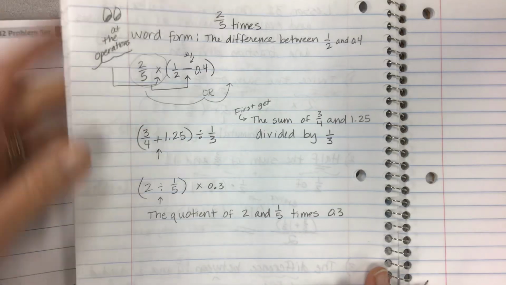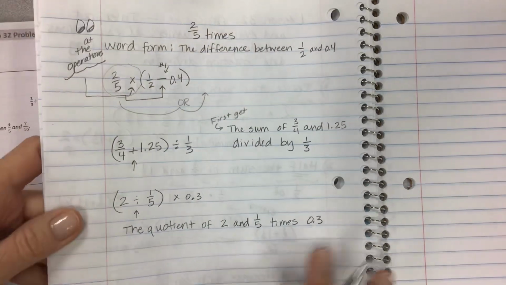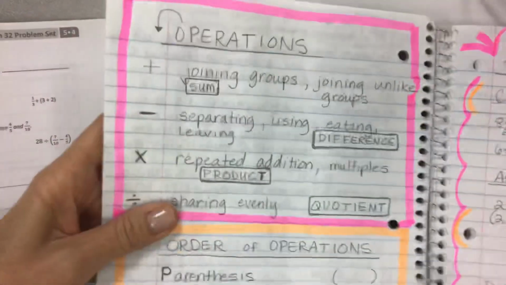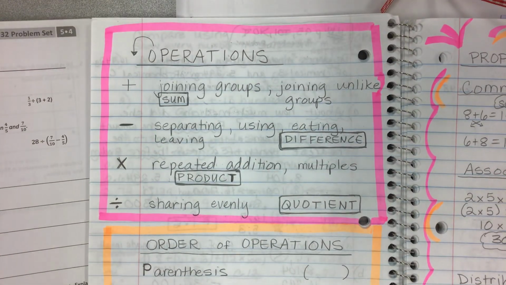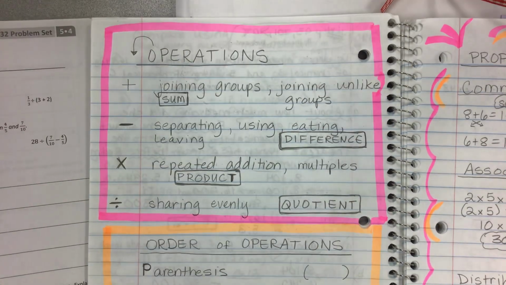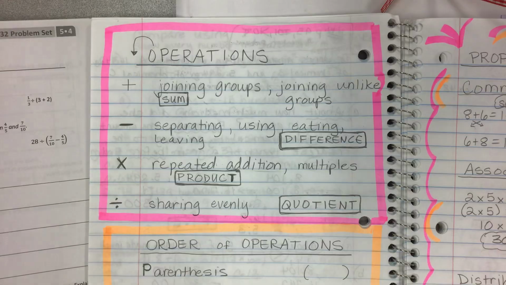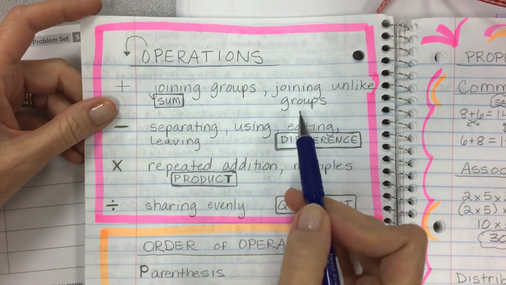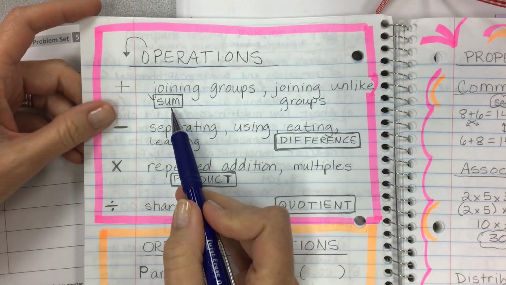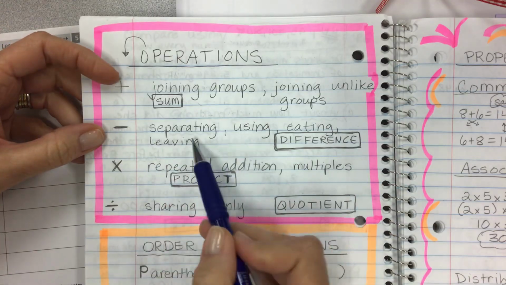Okay, now I'm going to go back to some of the very important things that we had gone over earlier, but if you haven't watched those videos, then you don't have these great posters, what I call them, on the wall, but they're just in our notebook. So if you have your math words, this is what you're going to be using when you are writing your word statements today. Sum is for joining groups or joining unlike groups. Okay, you can put them together. That's addition.